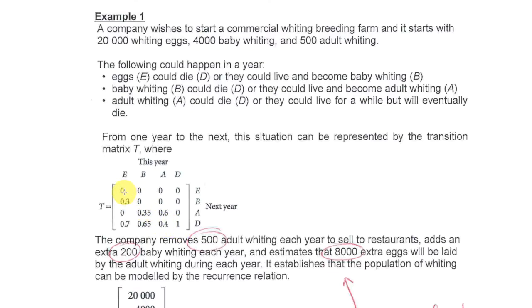You'll also notice that we've got zeros in the top part of the matrix because basically eggs aren't going to remain eggs, but 30% will move to being babies, 70% will die. With our babies, we're not going to go backwards to become eggs, and we're not going to remain as babies, but 35% will go on to become adults, and 65% will die. With our adult fish, 60% will remain adult fish and 40% will die, and then of course 100% of all dead fish will remain dead.